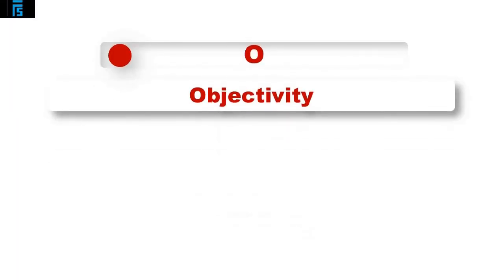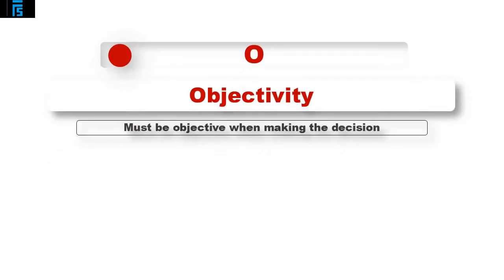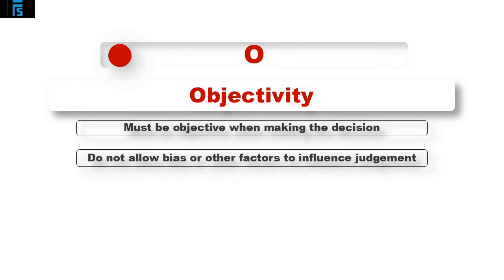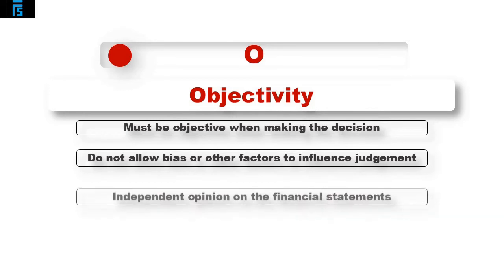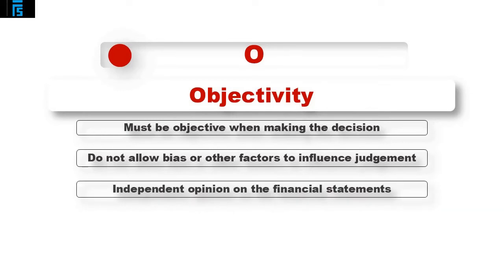The O is for objectivity. Auditors must be objective when making decisions. This means they must ensure they do not allow bias or other factors to influence their judgment when making decisions on the audit assignment. If auditors remain objective during the audit, then they will be able to make an independent opinion on the financial statements.